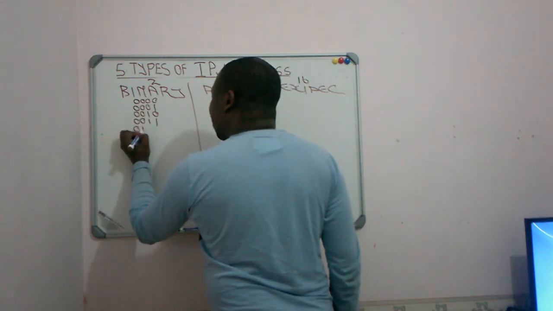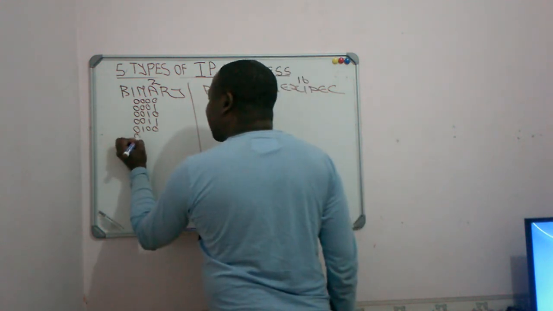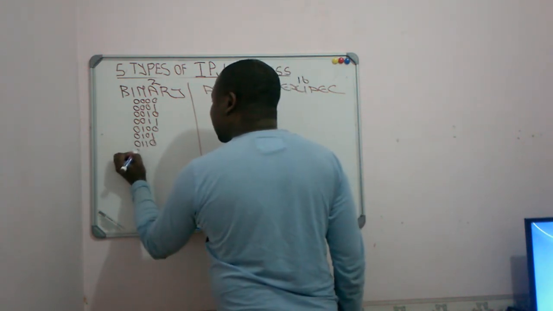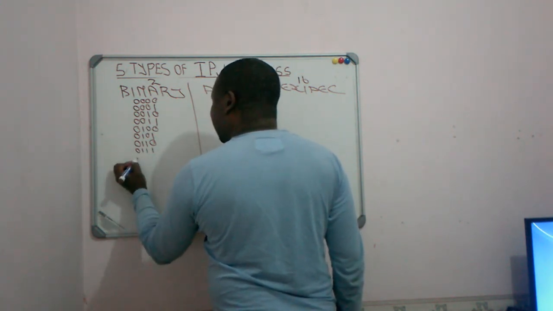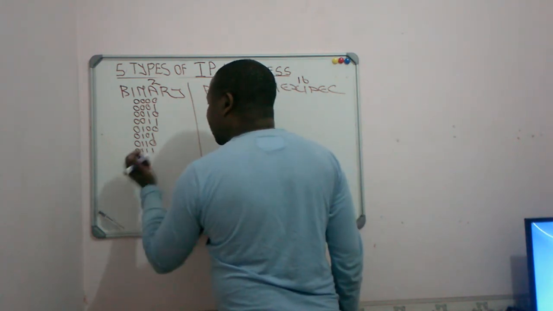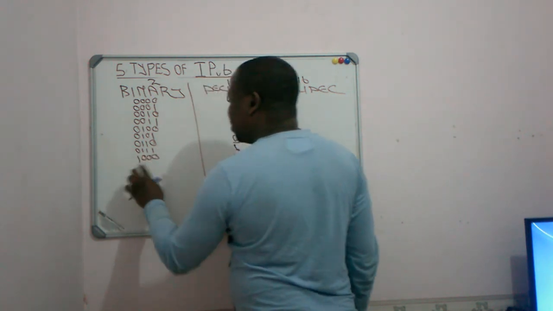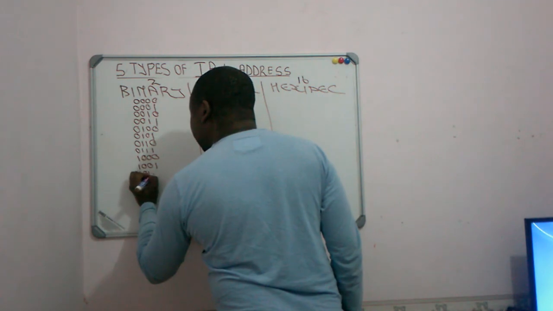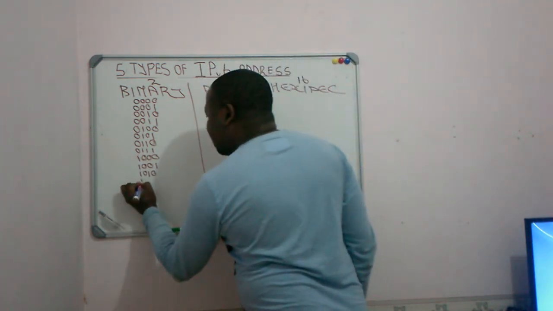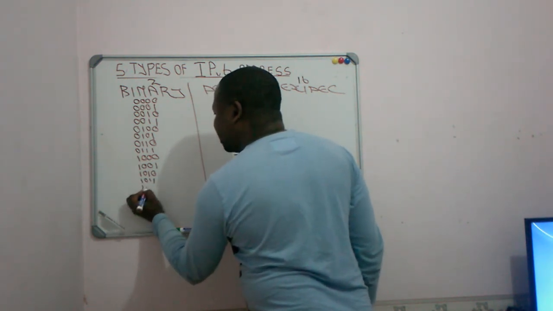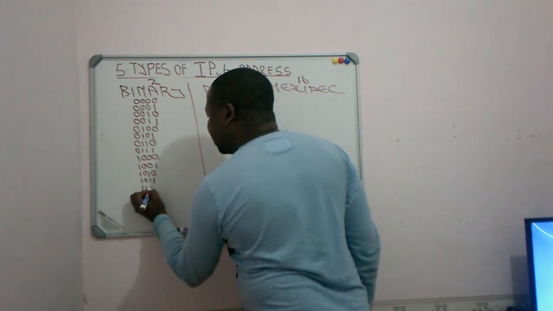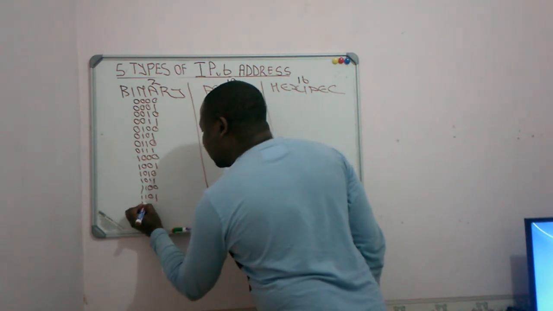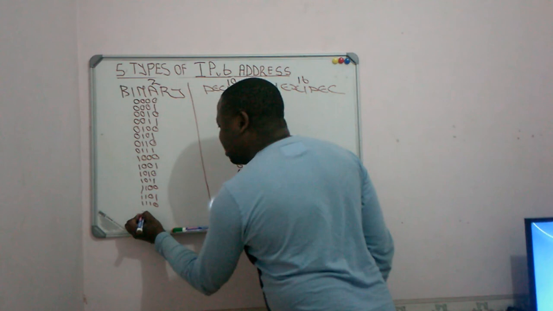4 is 0, 1, 0, 0. 5 is 0, 1, 0, 1. 6 is 0, 1, 1, 0. 7 is 0, 1, 1, 1. 8 is 1, 0, 0, 0. 9 is 1, 0, 0, 1. 10 is 1, 0, 1, 0. 11 is 1, 0, 1, 1. 12 is 1, 1, 0, 0. 13 is 1, 1, 0, 1. 14 is 1, 1, 1, 0. And 15 is all ones.